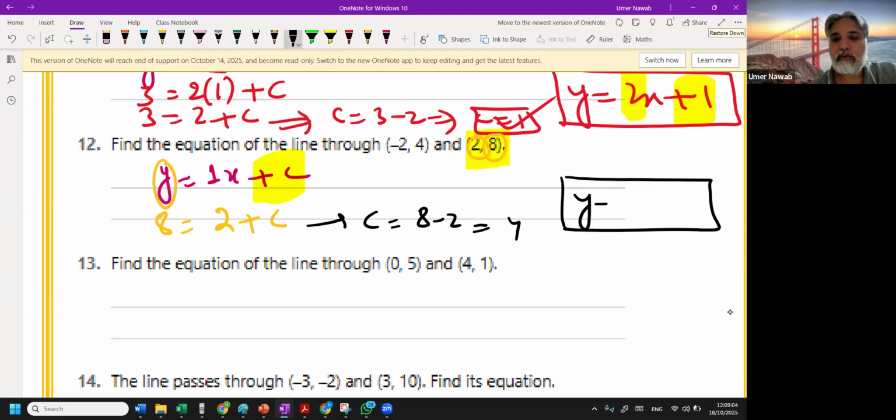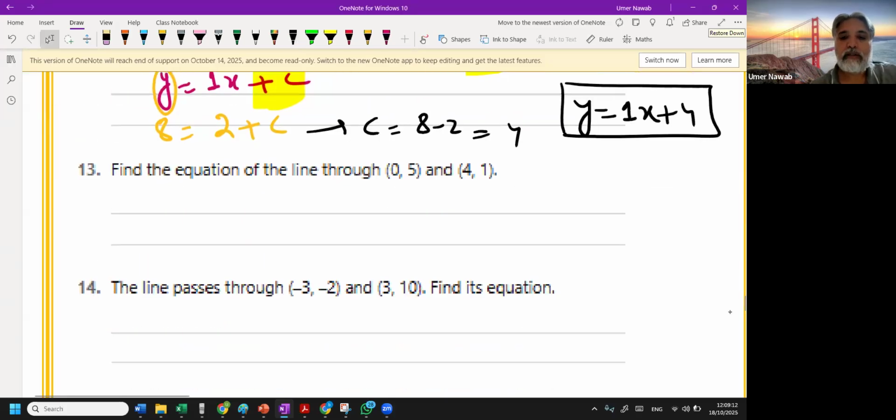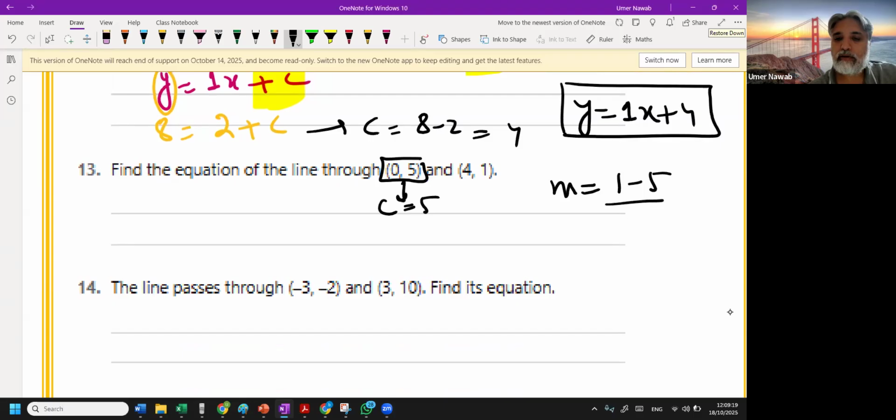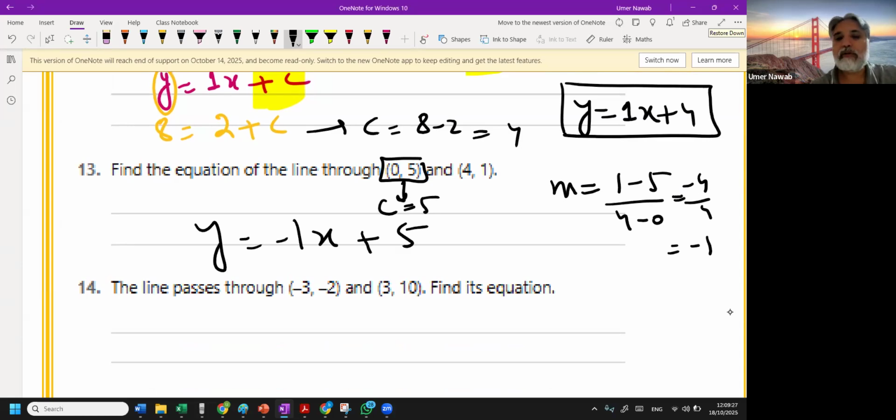What is the final equation? Y is equal to the gradient I found, it was 1. Y is equal to 1x, and c was 4. This is the answer. This is telling you 0, 5, c is equal to 5. Can I find the gradient? 1 minus 5 over 4 minus 0, so minus 4 over 4, the answer is minus 1. Y is equal to negative 1x plus 5. No need to substitute the point because it is understood the y-intercept is 5.